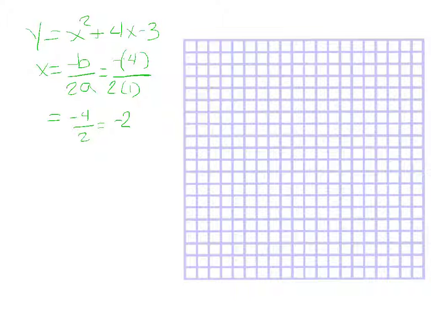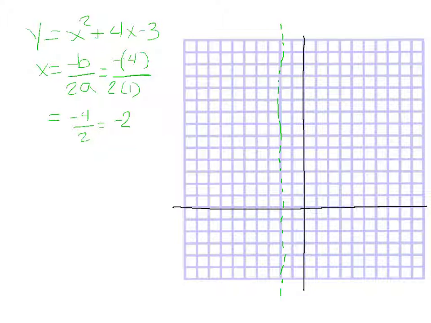What I'll do is start by graphing an xy axis. Let's go about there for my x-axis. Change color here for my parabola. So my axis of symmetry is at negative 2. I'm going to put a vertical dotted line here at negative 2, just so that I have a reference for my flipping.